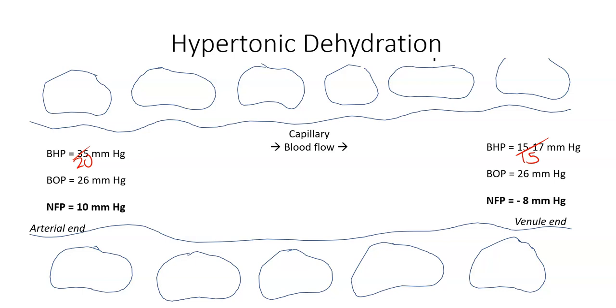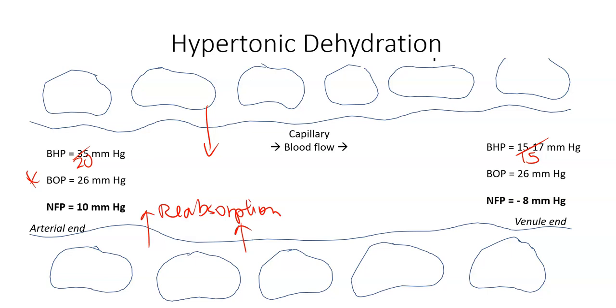So normally we expect to see fluids being filtered and forced out at the arterial end of the capillary. But this time you'll notice that osmotic pressure is the higher of the two numbers. Osmotic pressure is going to force fluids back into the capillary. So that process we call reabsorption.